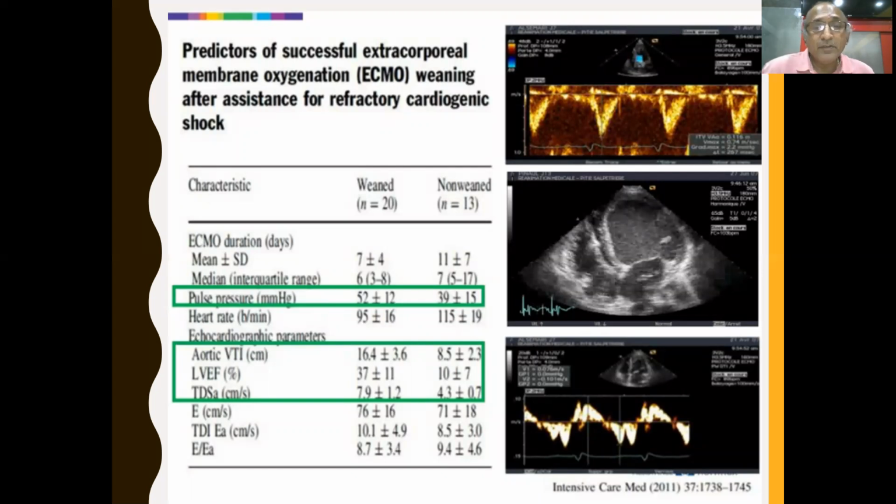In one study published in Intensive Care Medicine in 2011 by the Paris team of Dr. Pascal and Dr. Nadia, they found that those patients who were successfully weaned off ECMO had a pulse pressure of more than 40, aortic velocity more than 10, ejection fraction more than 25, and TDSA more than 6. They are the ones who could be weaned off easily. Those who had ejection fraction, VTI and TDSA less than this could not be weaned off successfully.